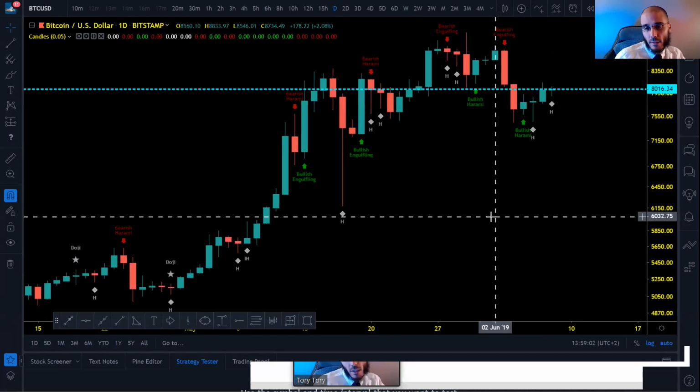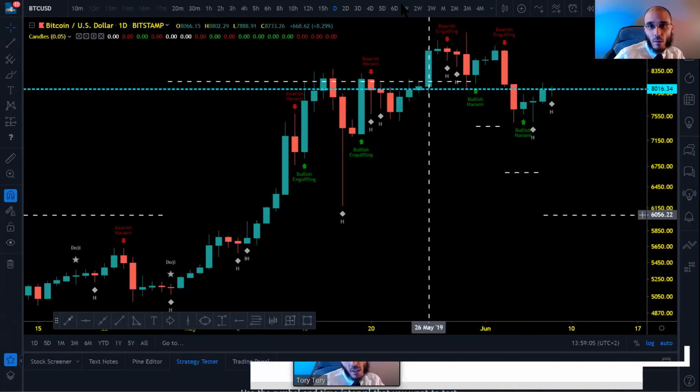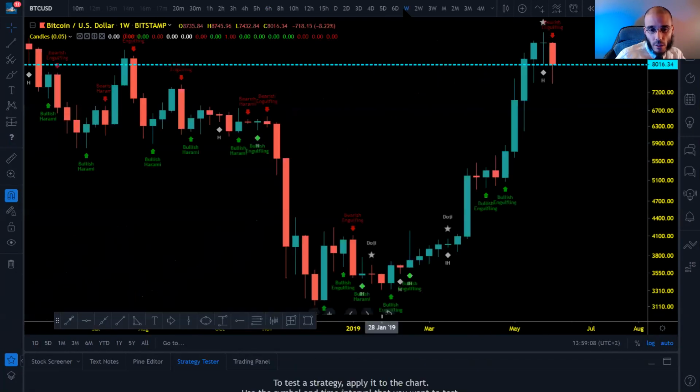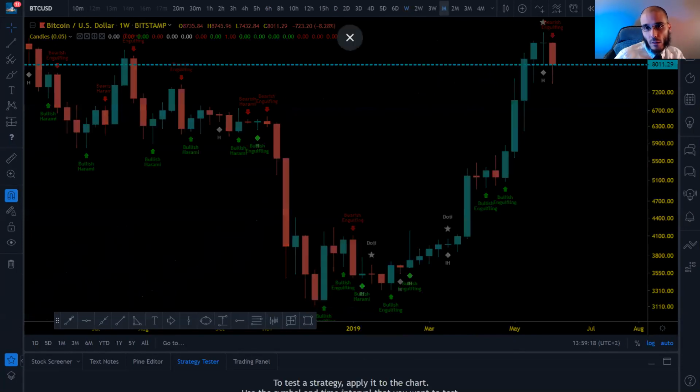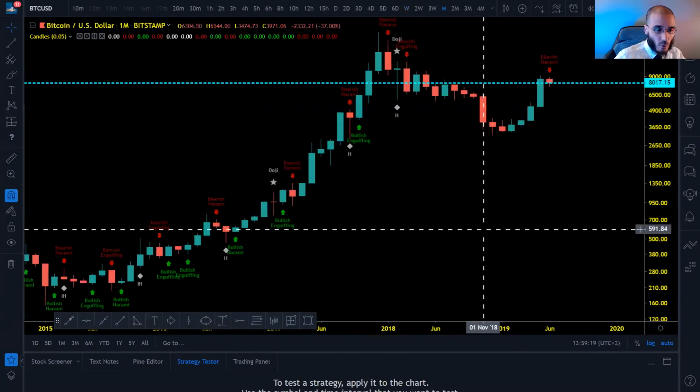Weekly is... Why can't I get my weekly chart? Weekly chart is negative. And monthly chart is negative too. So candlesticks are pointing down.